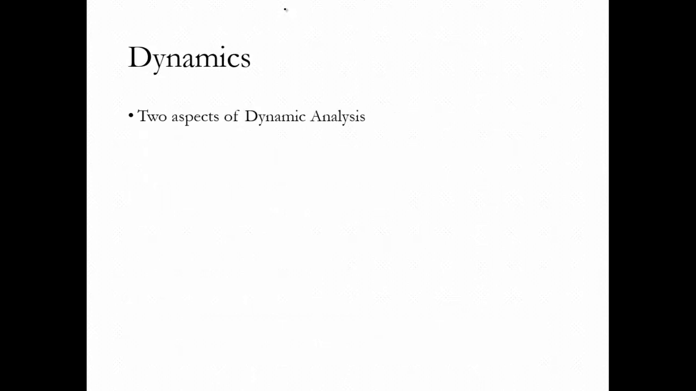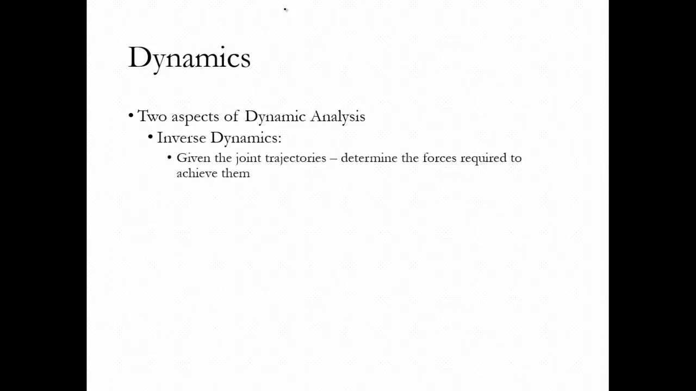Now, two aspects of dynamic analysis are generally looked at. One is inverse dynamics, another is forward dynamics. By inverse dynamics we mean: given the joint trajectories, that is, given the position, velocity and acceleration profiles of each joint of a robot, we need to determine the forces that are required to achieve them.